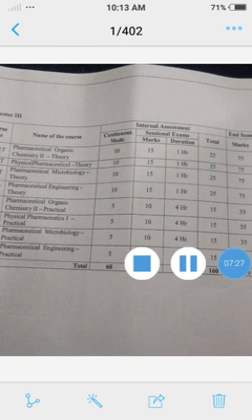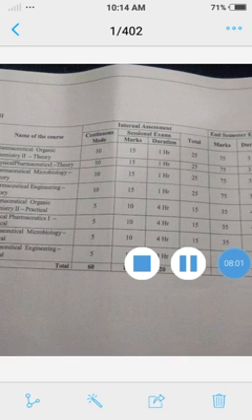Then the marking system for pharmaceutical microbiology. For theory, it is 10 marks for your continuous mode assessment. Continuous mode means your attendance, assignment, test, seminars and group discussion. In continuous mode, the marking division is attendance, seminar, test, group discussion, quiz.